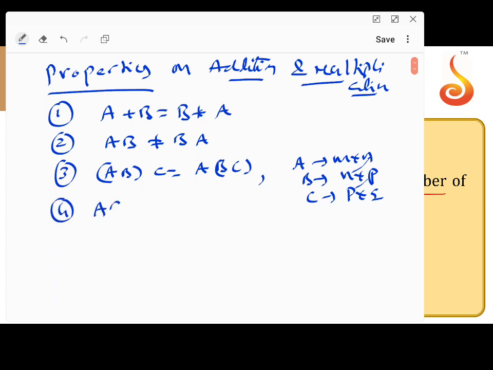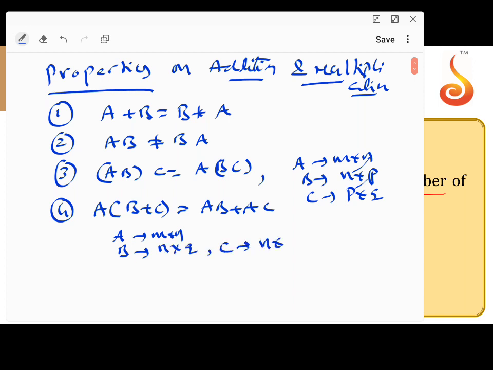Next, matrix multiplication with respect to addition. This is called the distributive law: AB plus AC. Here A is, for example, an M by N matrix. B you can take as N by Q, and C also you must take as N by Q. Because we are adding B and C, they should be the same type of matrices. So A multiplied with B plus C. That's why the number of columns in A must be equal to the number of rows in B and C. That's the condition here.